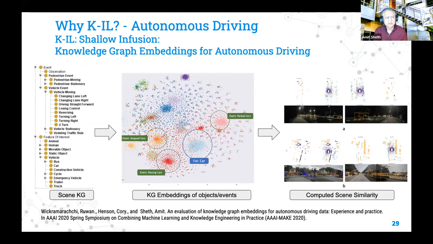So this is another very good example of what knowledge can do. In this case particularly, there are many ways that Manas will explain to you different ways the knowledge is infused. This is an example of shallow infusion. He will describe other types of infusion later on.